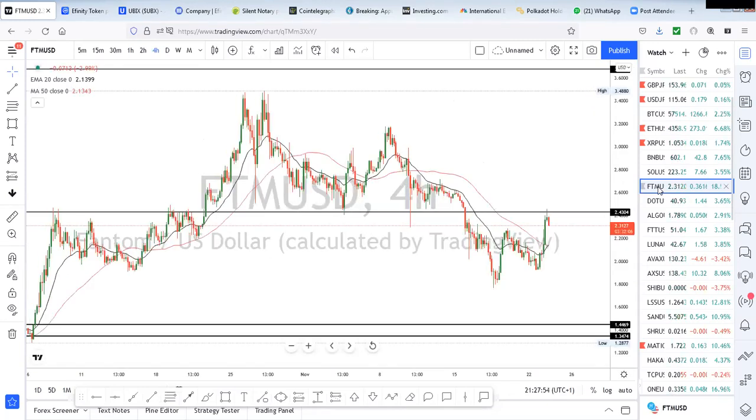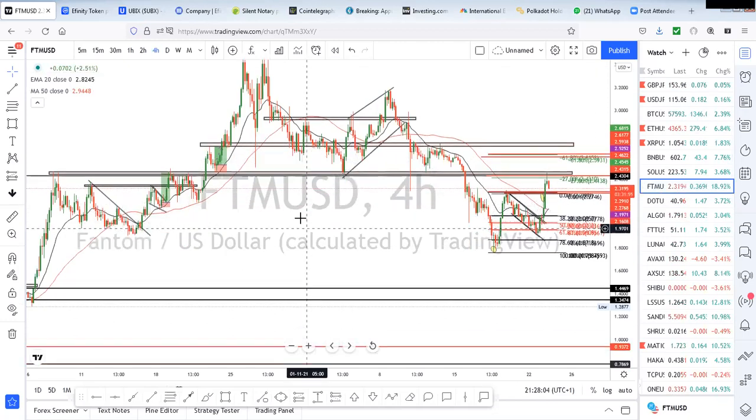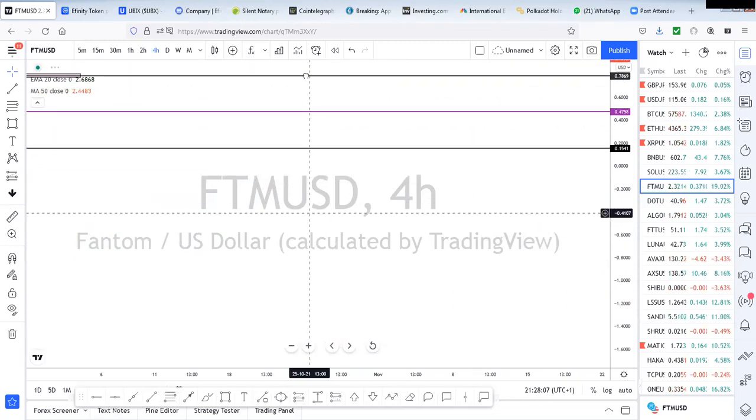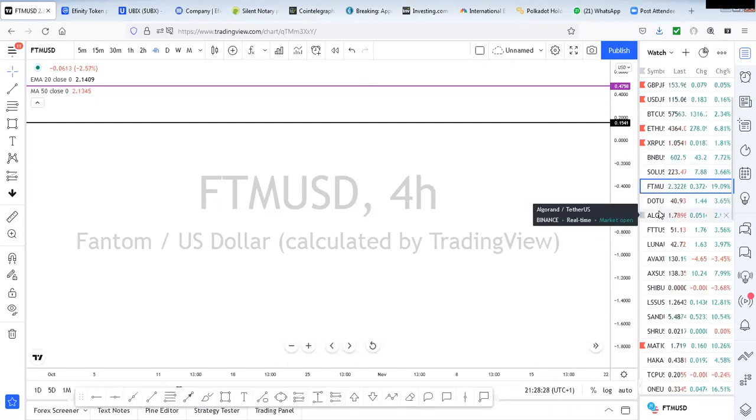What I mean by equilibrium is that buyers are equal to the sellers, and there is no one in control of the market. So that's what I mean when I say there is indecision in the market. We have buyers buying, sellers selling. There is indecision in the market. So the best approach to that market is just to wait until you see a clear direction of the market. That is just it.